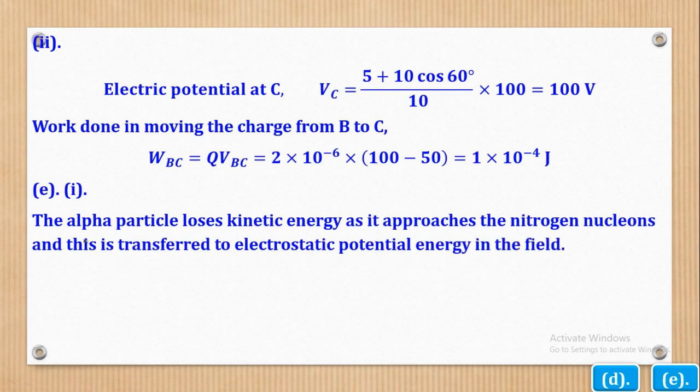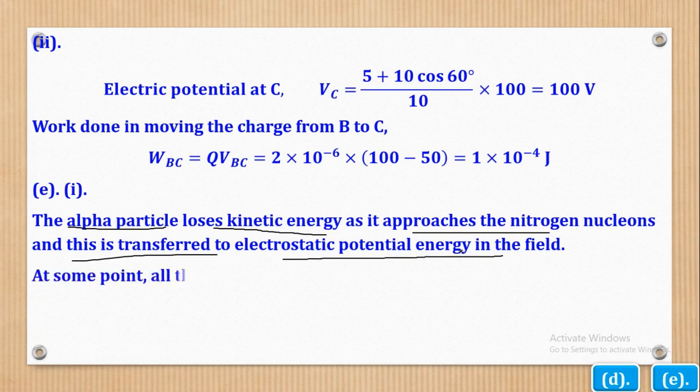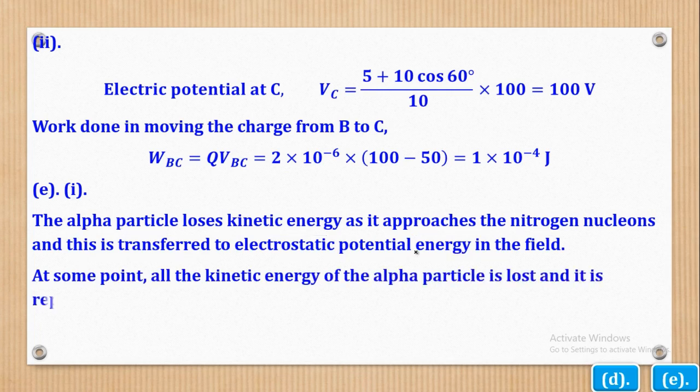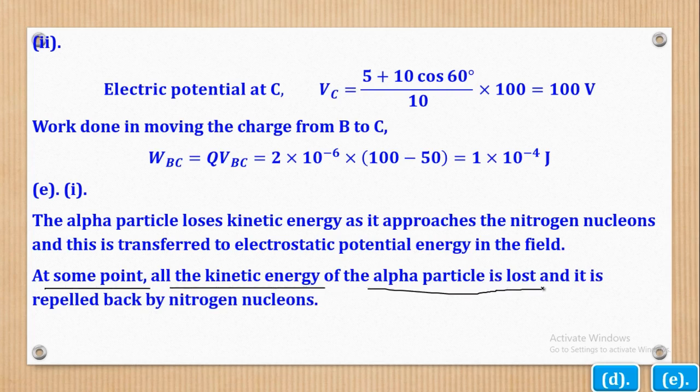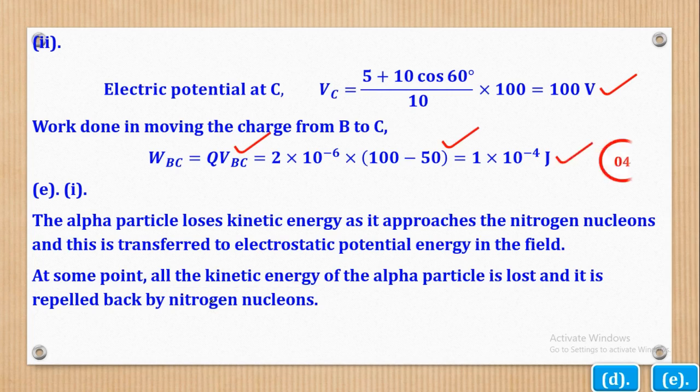So you come and say that the alpha particle loses kinetic energy as it approaches the nitrogen nucleus, and this is transferred to electrostatic potential energy in the field. At some point, all the kinetic energy of the alpha particle is lost and it is repelled back by the nitrogen nucleus. And that is how marks would be awarded.